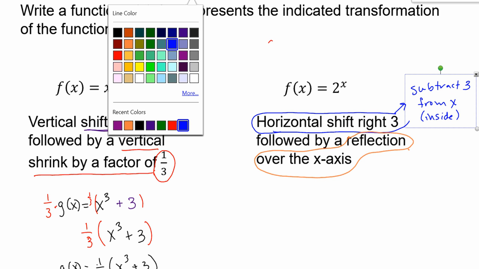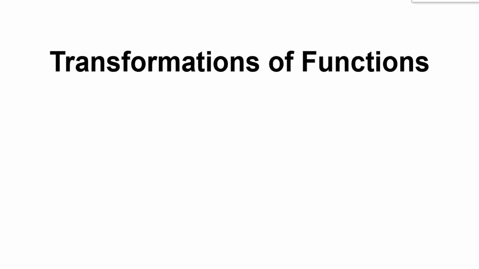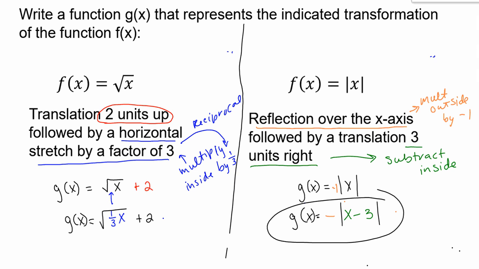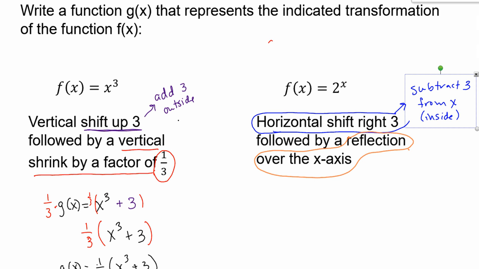Right, and then reflection over the x-axis. You've looked at that one. We can look again if you think you need to see it one more time. Reflection over x means basically multiply the whole function by -1. Looks like this, right? -1 times the function. So we're going to multiply the function, the whole thing, by -1.